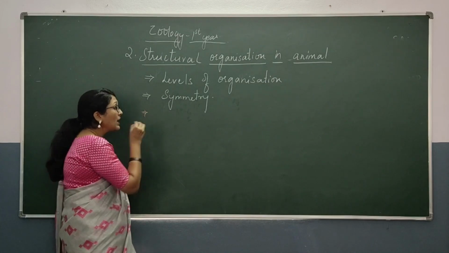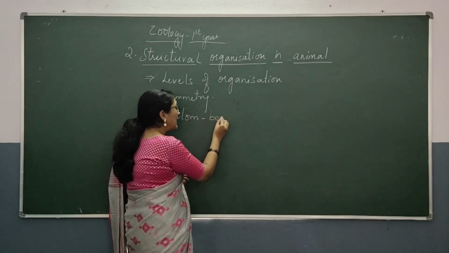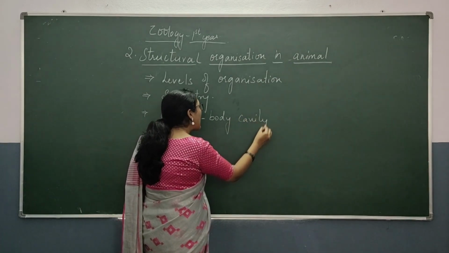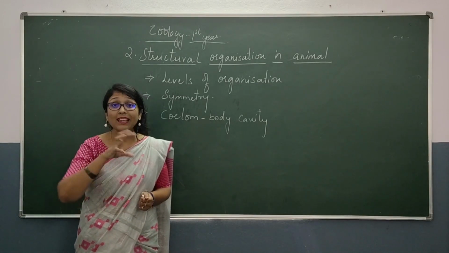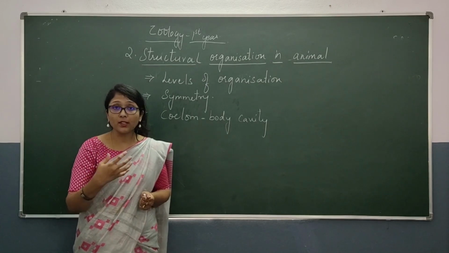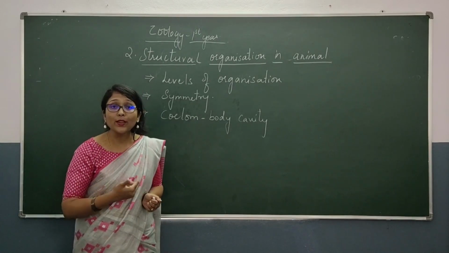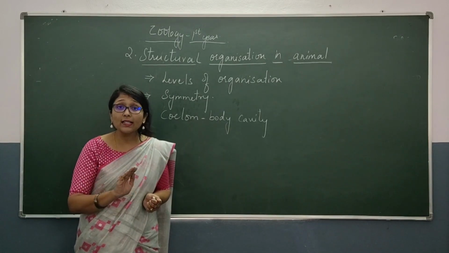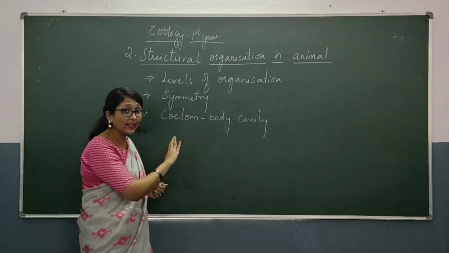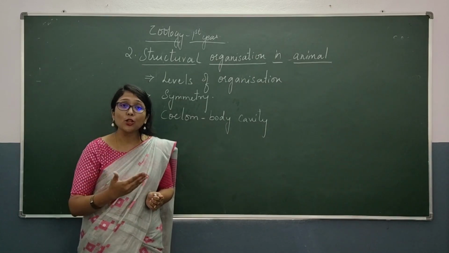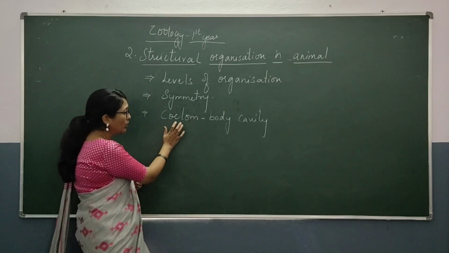Then during the evolution, one more aspect has come, and that is coelom. Coelom is nothing but body cavity. As the organization is taking place, inside the organisms they will have some spaces. Cavity will be there because organs have to function. For suppose, if you take lungs, lungs have to expand, right? For expansion, they require space. That space we call coelom or body cavity. Under this topic you will study in which organisms body cavity is present and in which it is absent. We will also study types of body cavity. Those all come under the topic coelom.